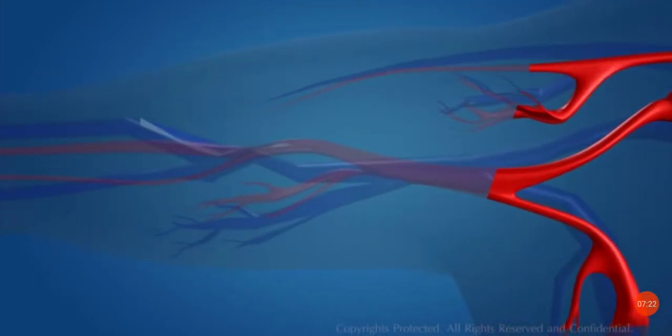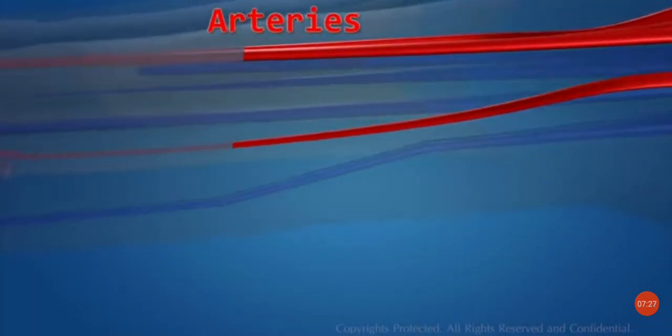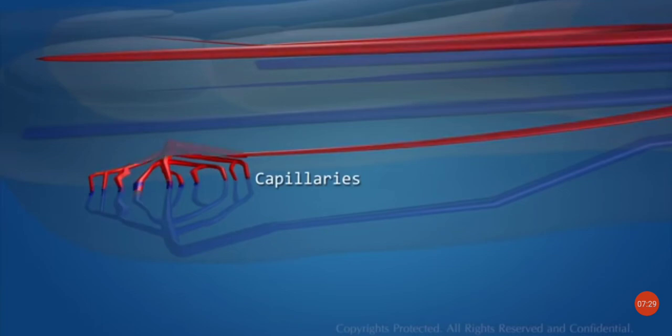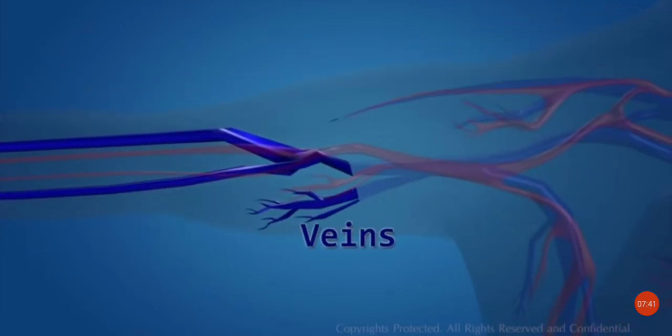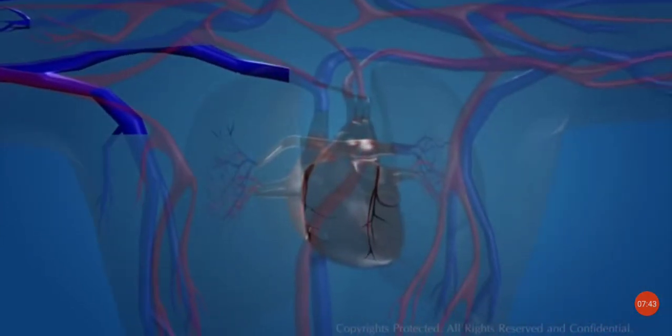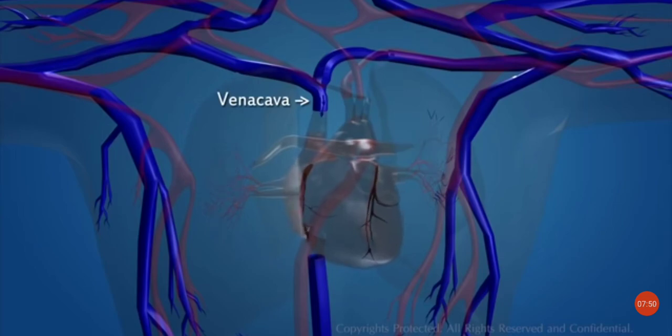Oxygenated blood reaches the different parts of the body through blood vessels called arteries. The arteries branch into capillaries, which then reach the different organs of the body. The blood then becomes deoxygenated, and the capillaries join to form thicker blood vessels called veins. The veins carry deoxygenated blood to the heart. The blood vessels that carry deoxygenated blood to the heart are known as the vena cava.